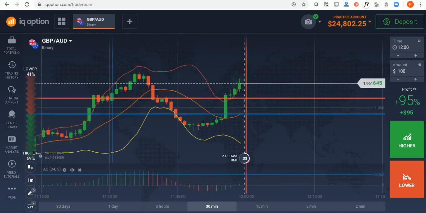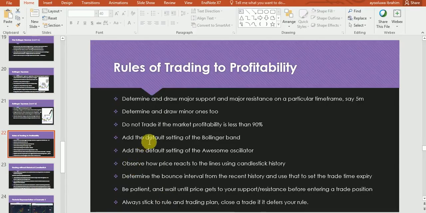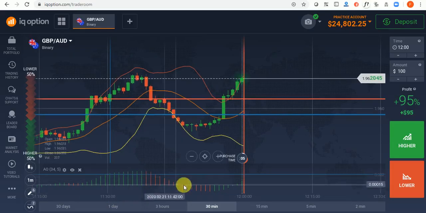So what else do we have to note? You had the default setting for the Bollinger Bands. Like I told you, it's always good to use this to know how many candlesticks to trade because you are counting the reversals to the middle Bollinger Band. Okay, add the default awesome oscillator. Now the default awesome oscillator, I will still come back to it, but there is one good thing to use the awesome oscillator for when you want to trade using it. This is it right here.